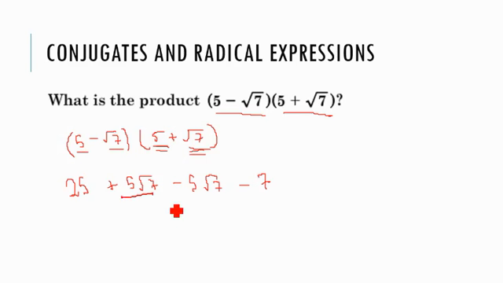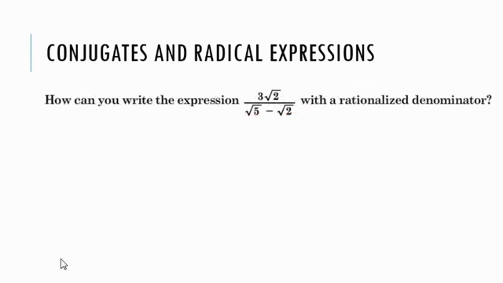Our middle two terms will add to 0. Positive 5 root 7 minus 5 root 7 is going to give us 0. So we get 25 minus 7. If we do that correctly, we will get 18. So the product of the two conjugates is 18: 5 minus the square root of 7 times 5 plus the square root of 7 is 18. So knowing that when we multiply the conjugates the radicals disappear, how can we use that to rationalize the denominator?